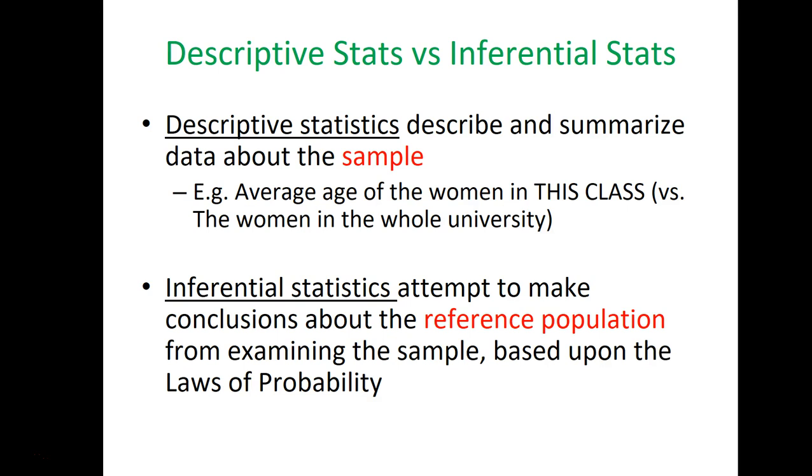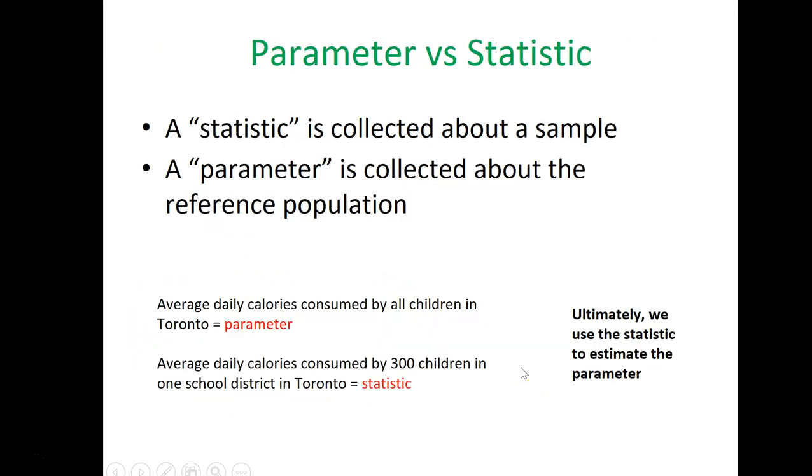So that brings us to the distinction between descriptive statistics and inferential statistics. As I mentioned, descriptive statistics is how I describe, hence the word describe, the sample. And the sample is the people I have in front of me, the data that I have in front of me, the thing that I've collected. So the average age of women in this class, that's a description of my sample. Inferential statistics is when I attempt to make conclusions from the sample about the reference. I infer something about the reference. And most of frequentist statistics is about inferential statistics.